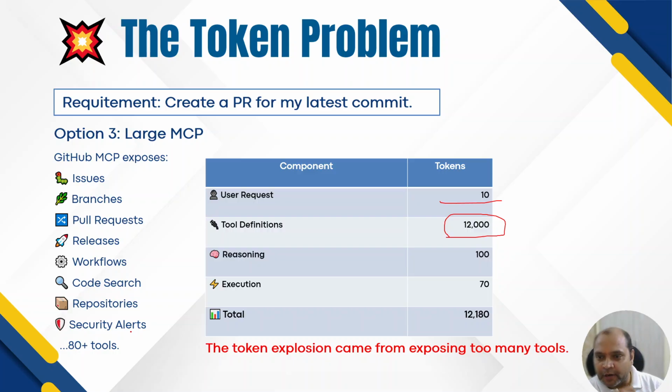Here the actual problem starts. You can see the token explosion comes from exposing too many tools. There is no problem at all in the MCP server. The major concern I would like to explain is how we understand it and how we use it. We use the GitHub example. This is an example only. Let's say the GitHub MCP server is used for creating a pull request from my latest commit, and now the actual token consumption would be roughly 12,000. Can you see? It is roughly 12,000.